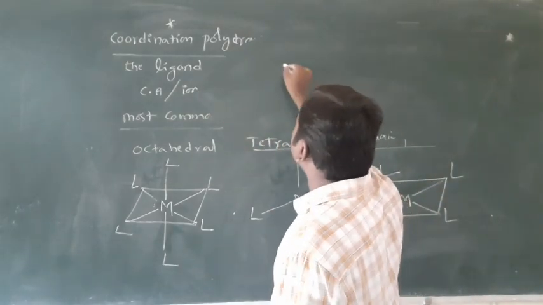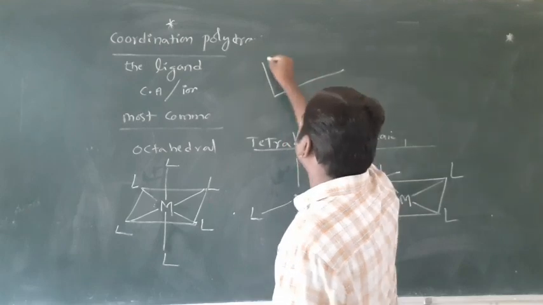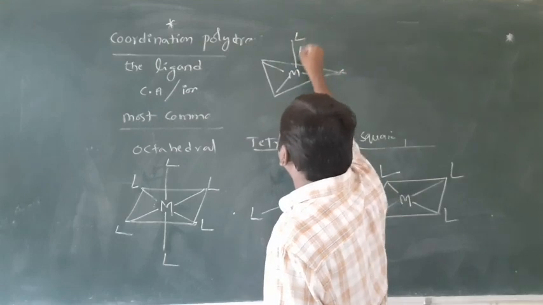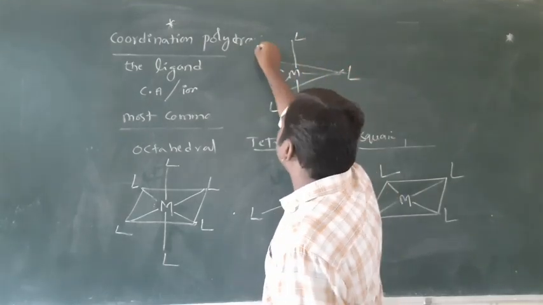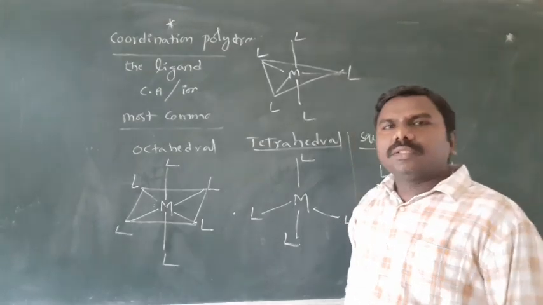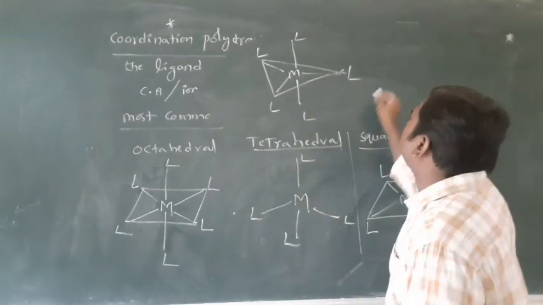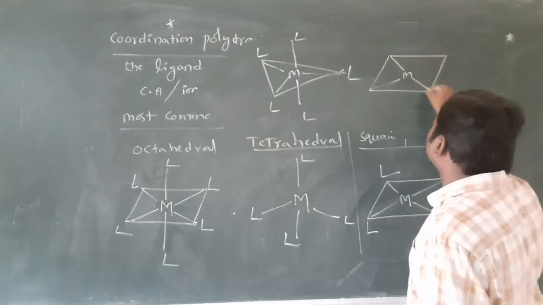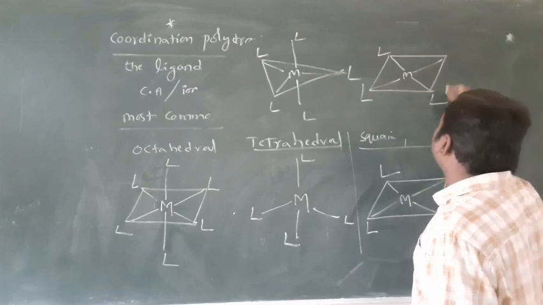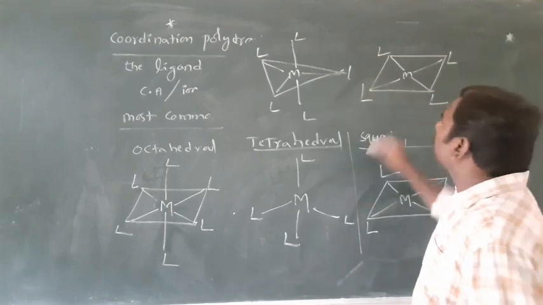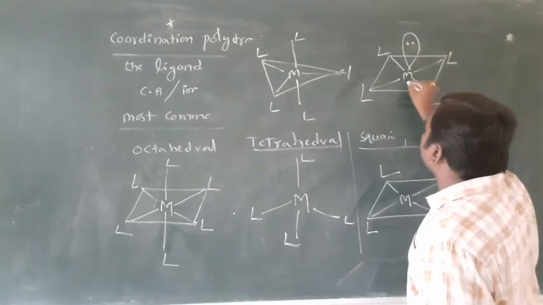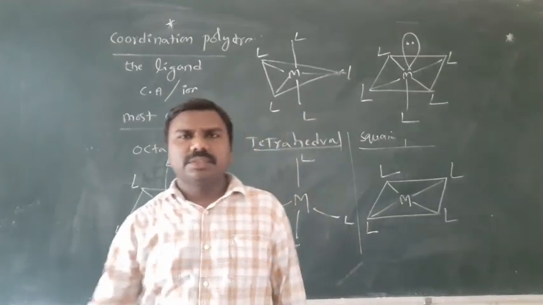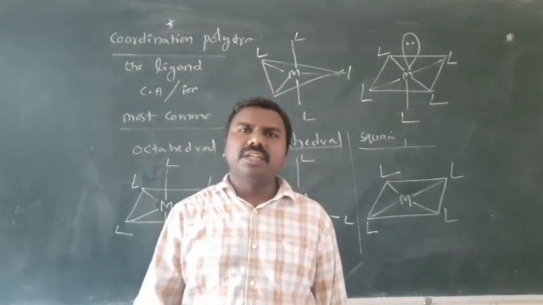So it is metal, ligand, trigonal bipyramidal. Next, metal, ligand. It is one lone pair, 5 ligands. Square pyramidal. So these are the shapes, nothing but.